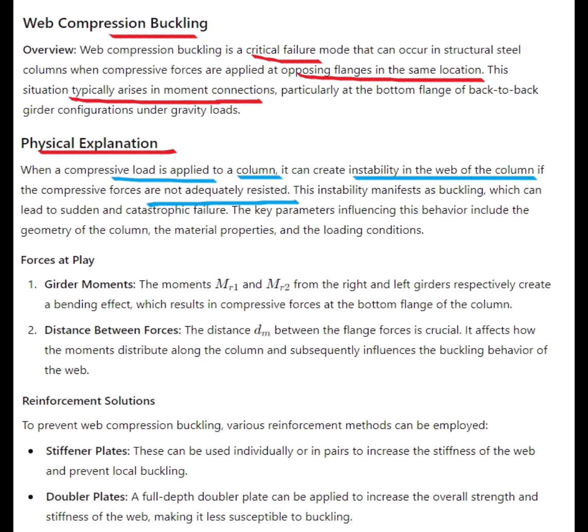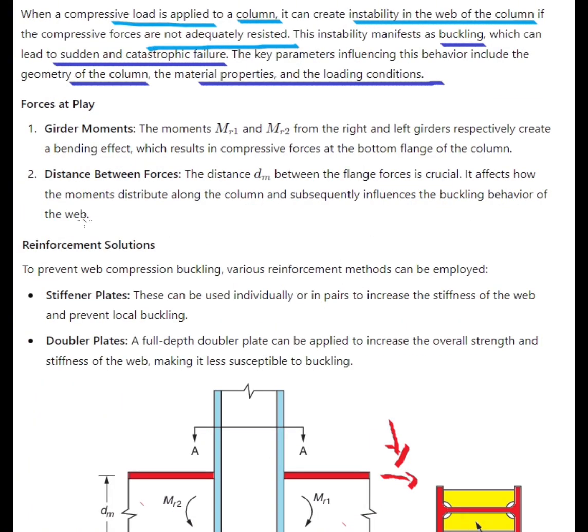This instability magnifies as buckling, which can lead to sudden and catastrophic failure. Buckling will not have any warning, unlike bending. The key parameters that influence this behavior include the geometry of the column, material properties, and loading conditions.